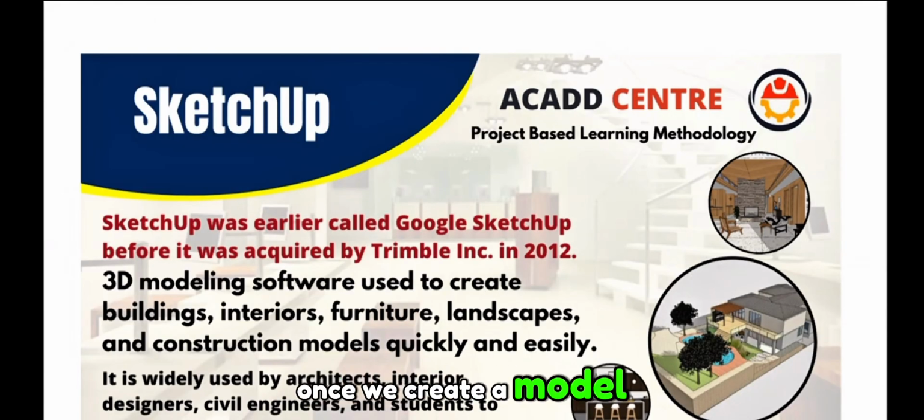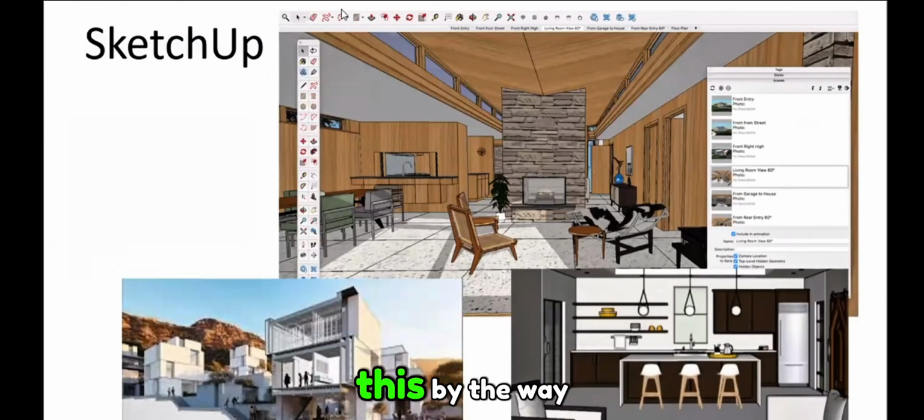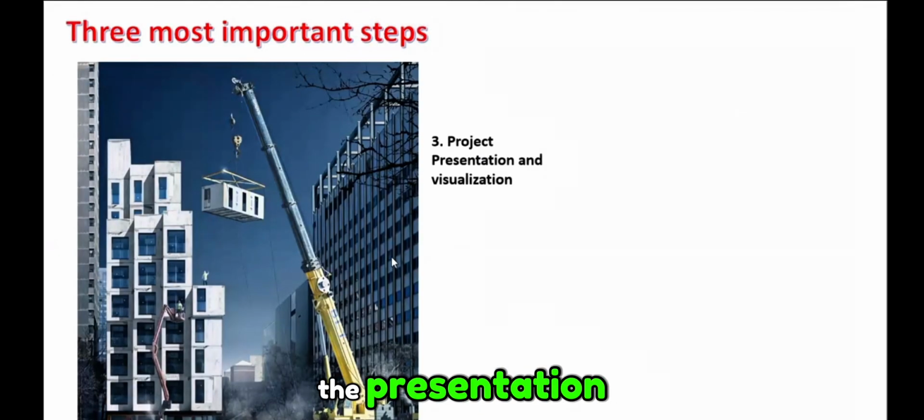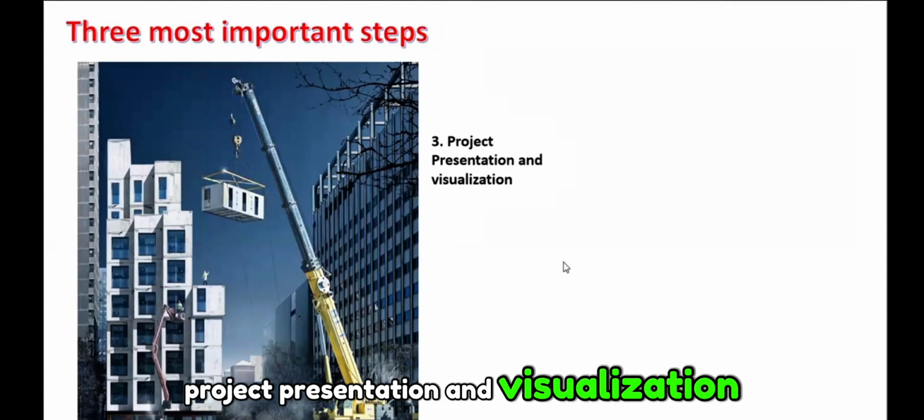So once we create a model, then we go for the third step. You know what the third step is? By the way, this is the user interface of SketchUp. Very, very user-friendly software. Then the last one is presentation, project presentation and visualization.